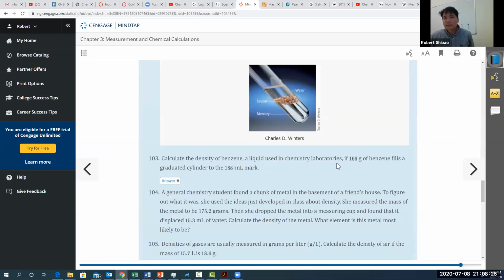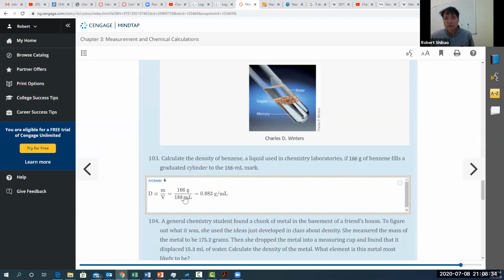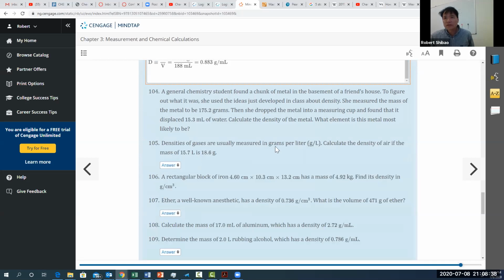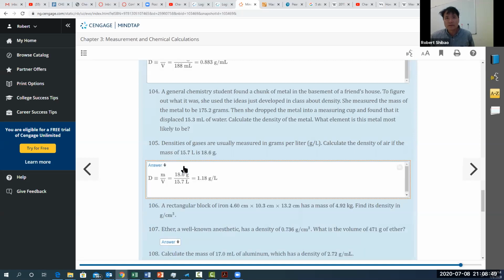Calculate the density of benzene. So 166 grams per 180 milliliters. So this is just mass over volume. 166 grams over 180 milliliters. Densities of gases are usually measured in grams per liter. Calculate the density of air. Okay, so it's 18.6 grams per 15.7 liters. So mass over volume. 1.18 grams per liter.